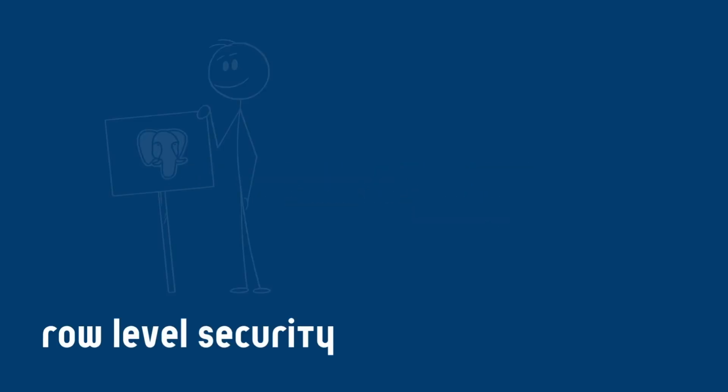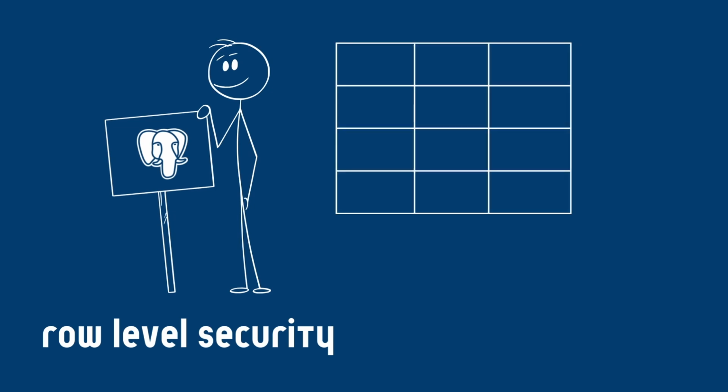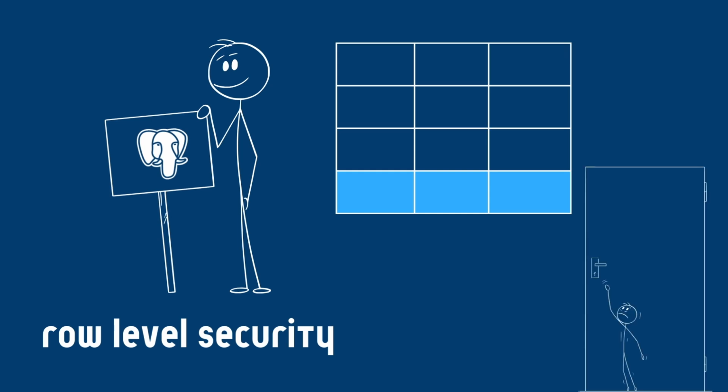Row-level security is a PostgreSQL feature, first, that allows you to enforce fine-grained access control at the row level. Instead of relying on the broad table-level permissions, RLS ensures that users can only access specific rows that they are authorized to view or modify.